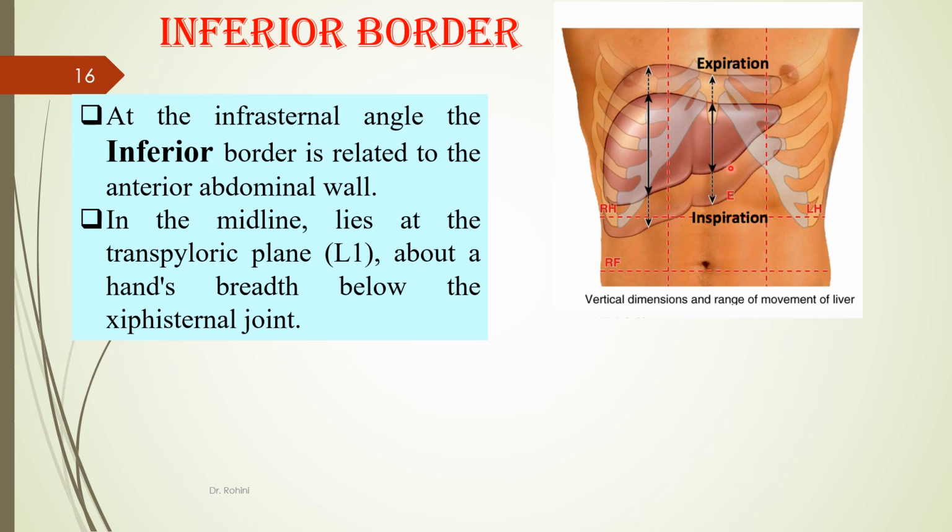If we make an imaginary plane at the level of L1, which is called the transpyloric plane, it is about a hand's breadth below the xiphisternal joint. This is the xiphisternal joint. If I take my own hand in my own body, this hand breadth will correspond to this. The lower margin, or you can say inferior border, corresponds to this point, a hand's breadth below the xiphisternal joint. And if you make a plane here, this will pass through the transpyloric plane. Okay.